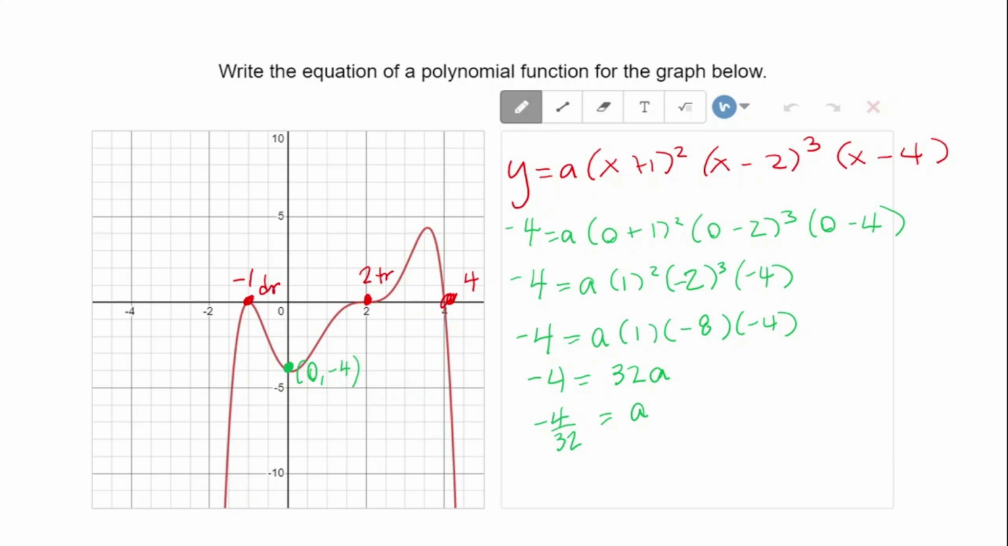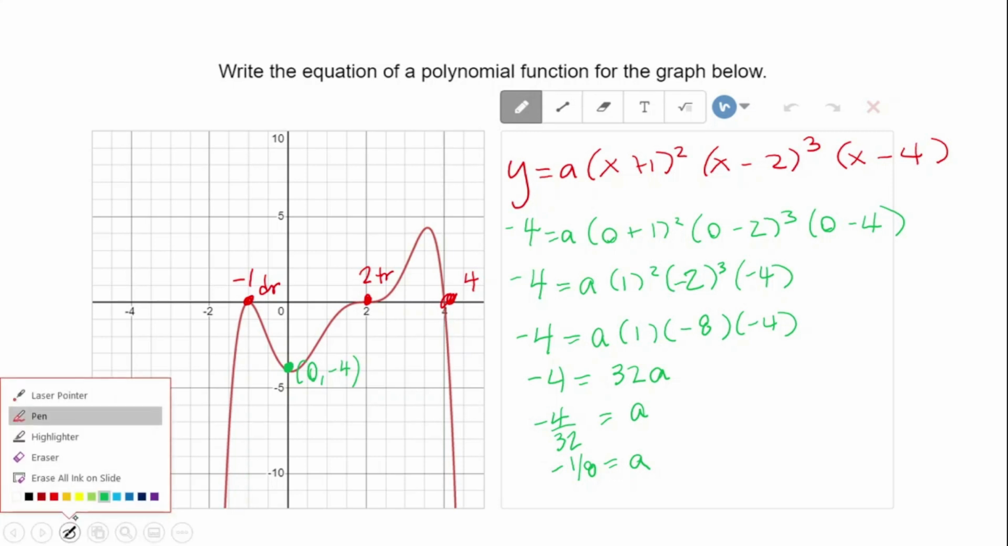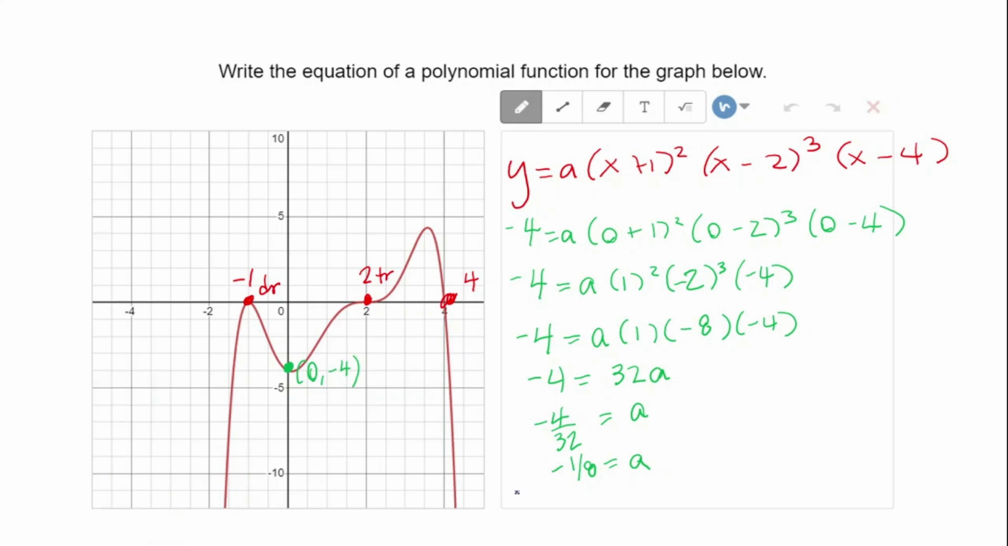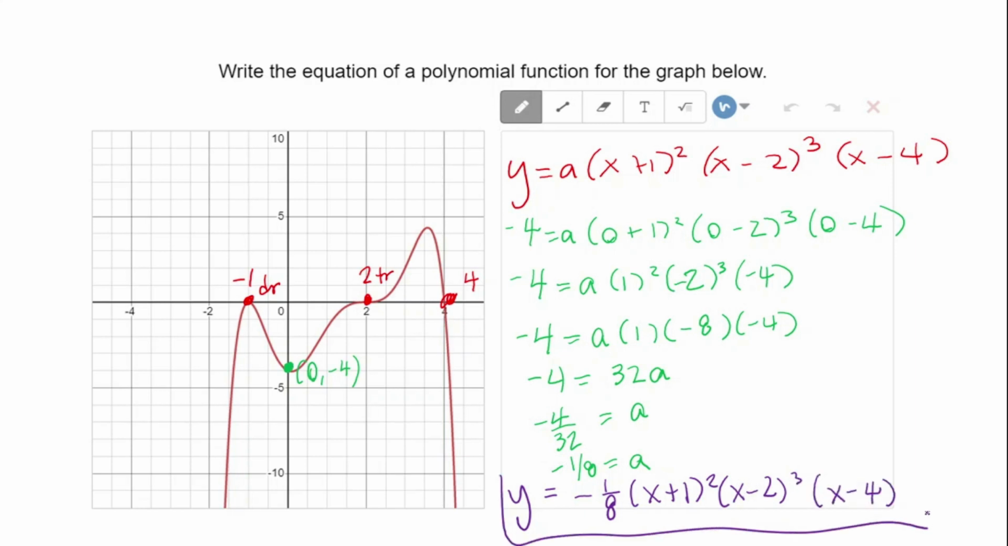And our final step, just like all the other problems we've done, we just rewrite the first step with our a value now in there. So I rewrite that first line of work, and a is now -1/8. The leading coefficient is -1/8. And guys, that's it. Same as the previous ones, you just have to find the information from the graph.